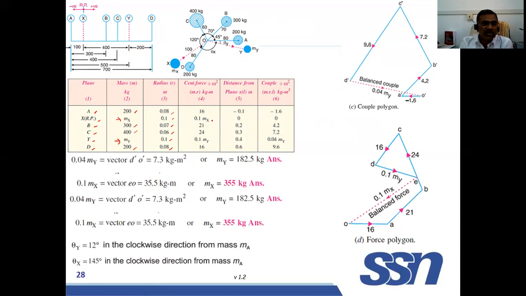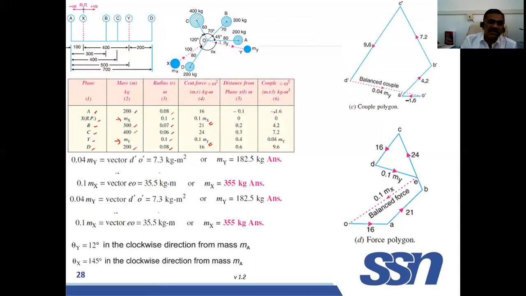Here there are two unknowns. So first you cannot draw the force polygon, because there are two unknowns. If only one unknown is there, you can find it. But in the force polygon there are two unknowns, so you cannot draw the force polygon first. So first you have to draw the couple polygon.